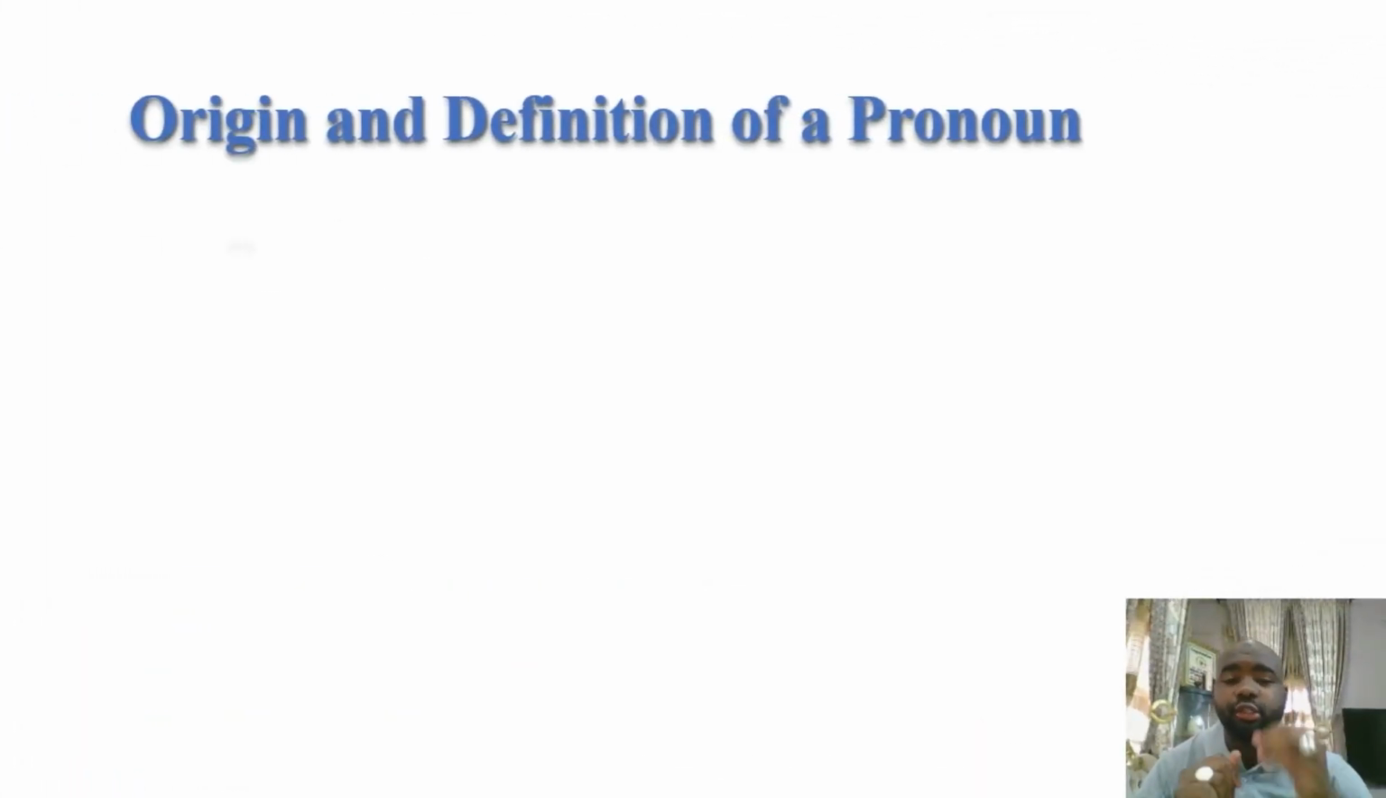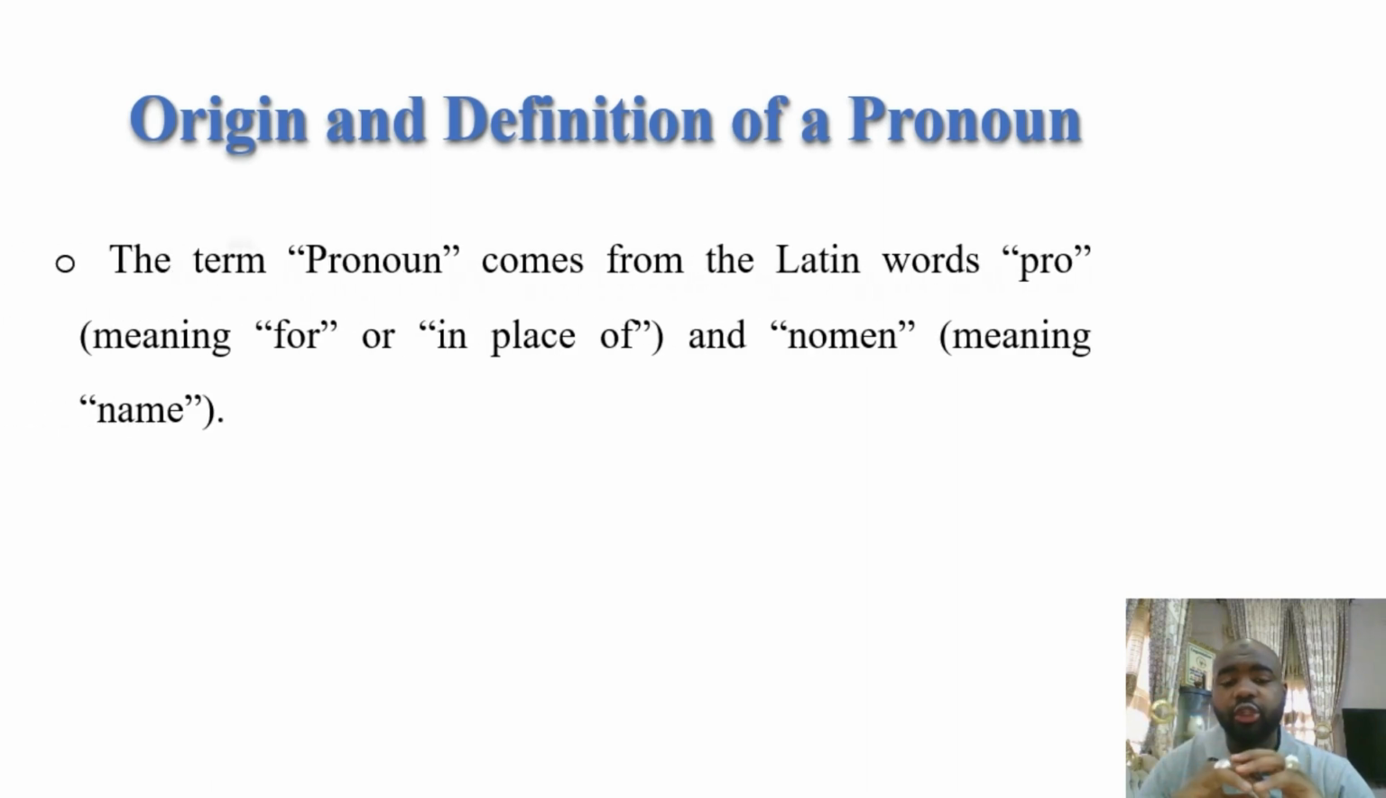So, origin and definition of a pronoun. What is the origin of a pronoun? The origin of a pronoun is that it comes from a Latin word. Latin word pro, meaning what? For or in place of something, in replacement of something. Use it instead of something. And nomen, meaning what? Name. You use pro meaning for or instead of a name. You replace it with a pronoun. So that is basically the origin of a pronoun.